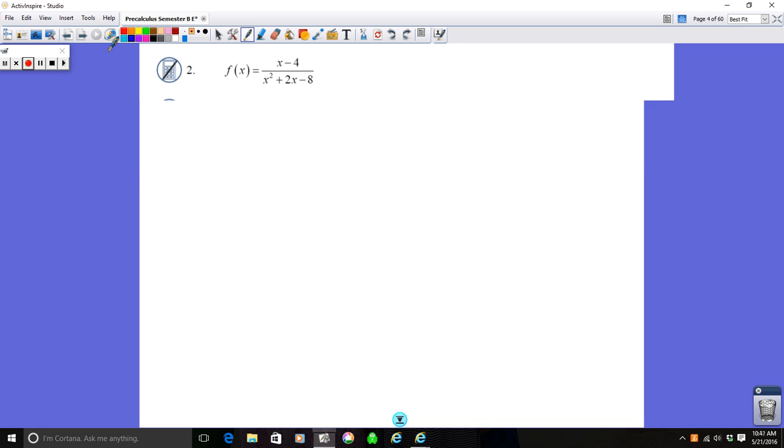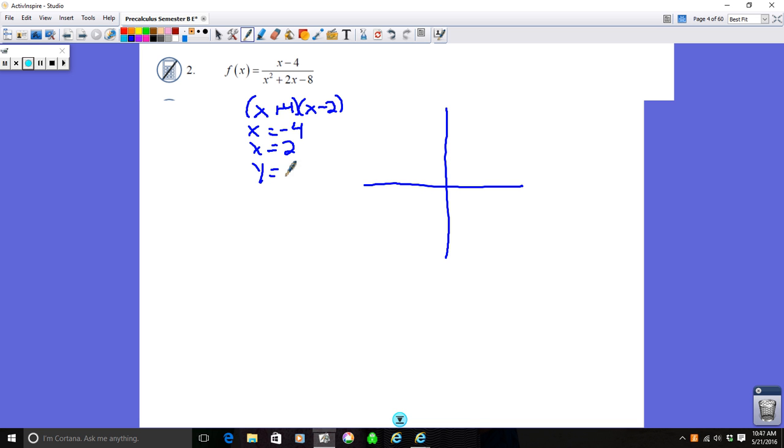Next problem here. Same process here. When we factor the denominator, we're going to get x plus 4 times x minus 2. It's the factors of negative 8 that add up to positive 2. So we have vertical asymptotes at negative 4 and positive 2. We have a horizontal asymptote at y equals 0 because the degree of the numerator, which is x to the first, is less than the degree of the denominator, so it's y equals 0.